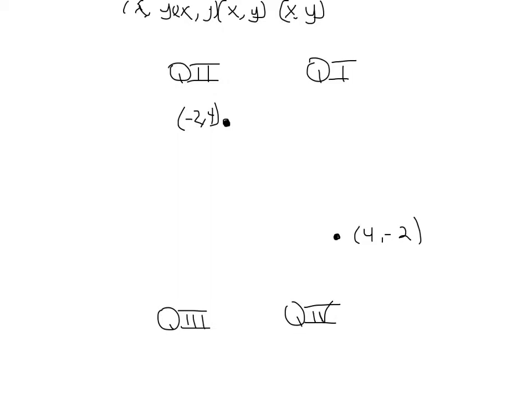Positive 2, negative 4, right here. And negative 4, positive 2 will be right here. And that is basically all we need to know today for graphing on a coordinate plane.